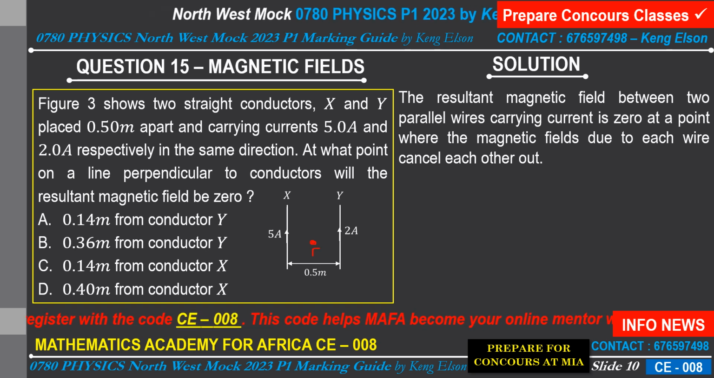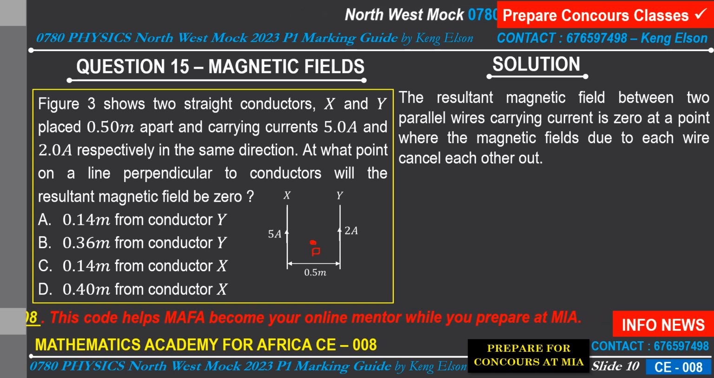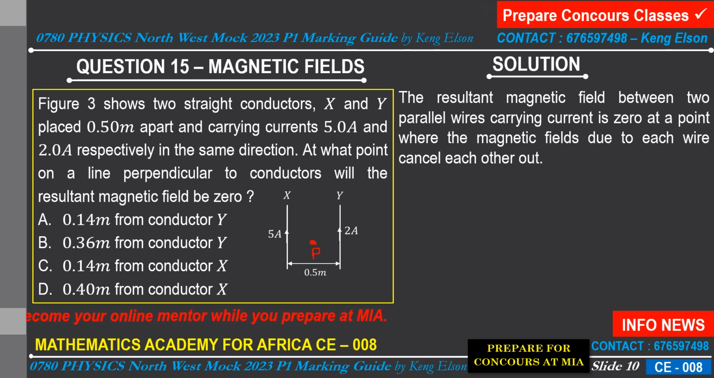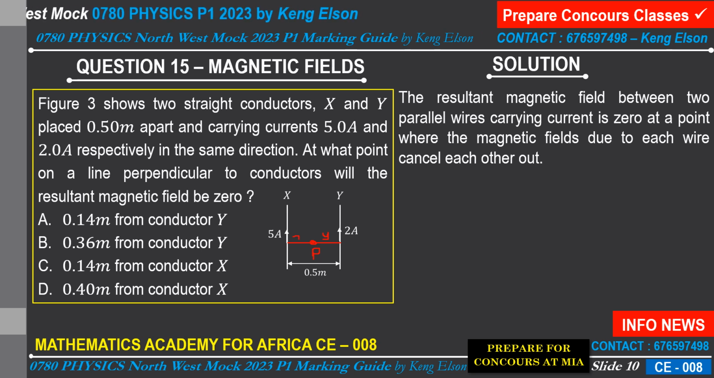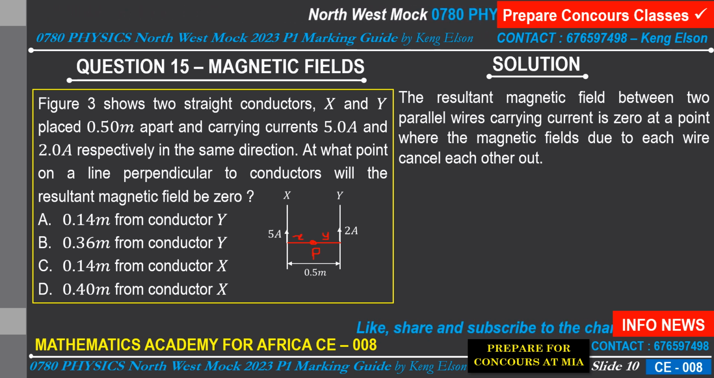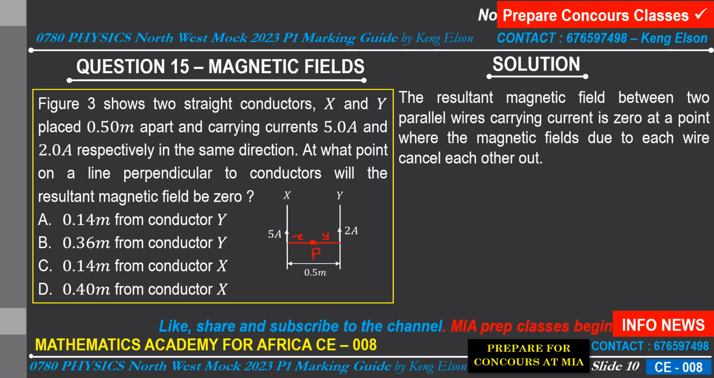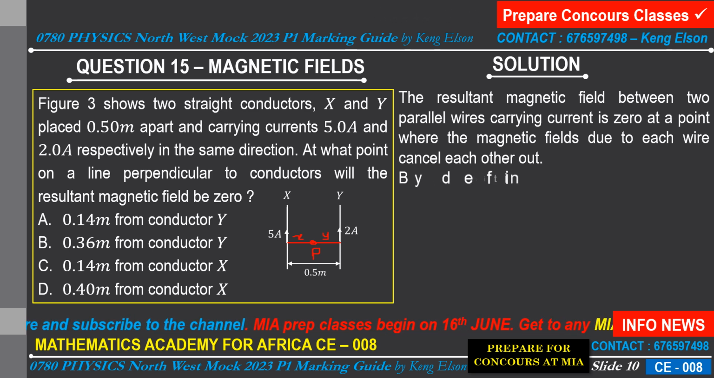Let me just call this point P. First things first, this point is at a distance of Y from conductor Y, and at a distance of X from conductor X. So at this point, the resultant magnetic field due to the two conductors is equal to 0.